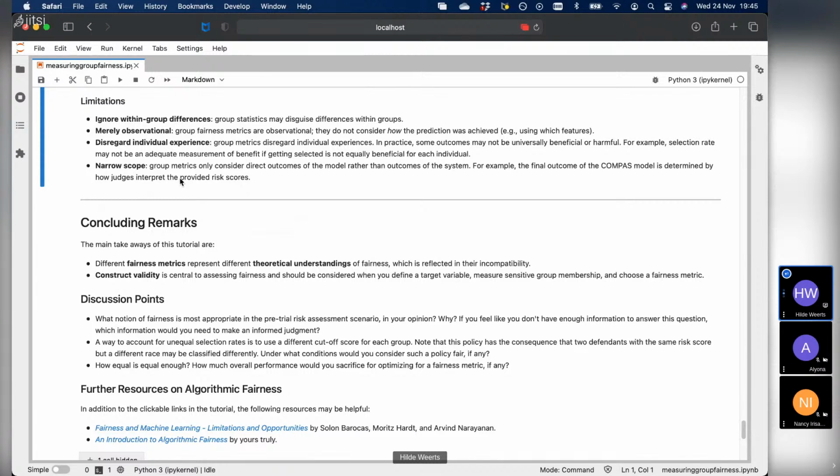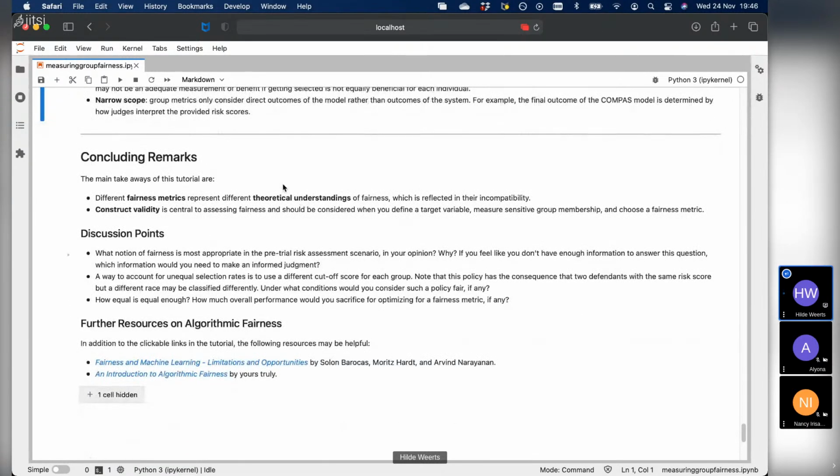So, for example, even if we could somehow make the risk scores fair to some extent, if the judges, with their own biases, interpret a risk score for one group differently compared to another group, then this could still introduce some bias and unfairness in the final result of the system. So trying to move beyond the mere algorithmic frame is always a good idea.